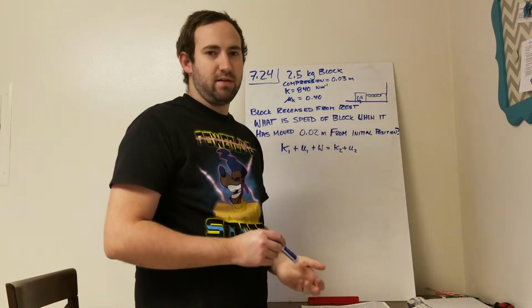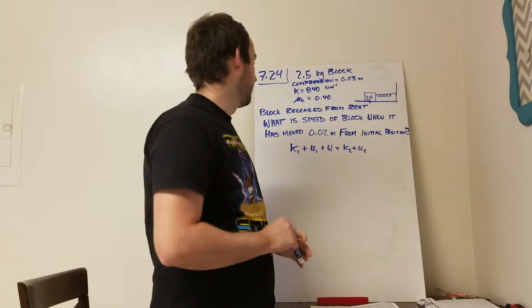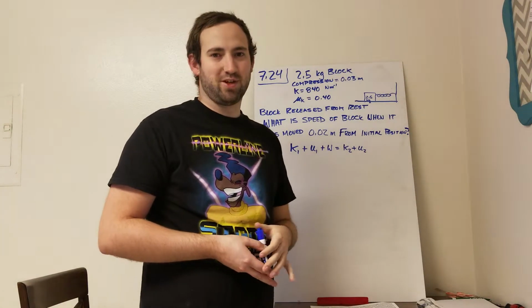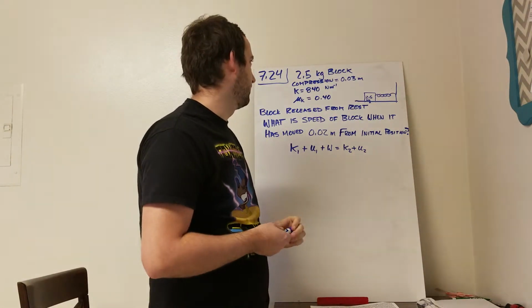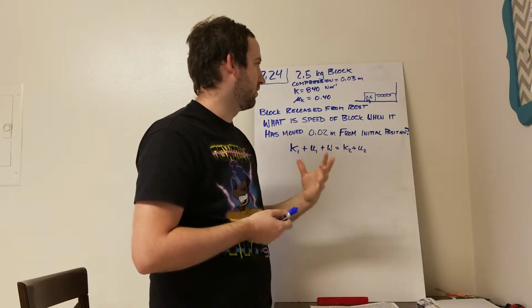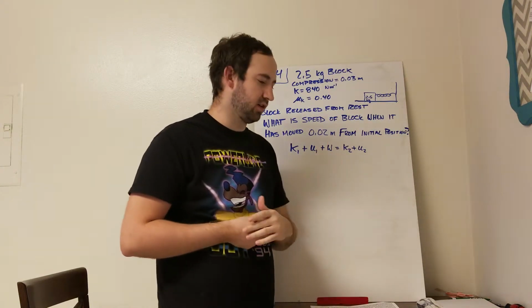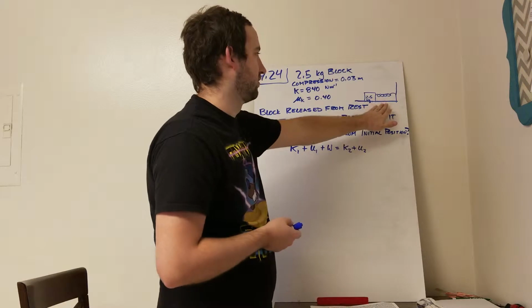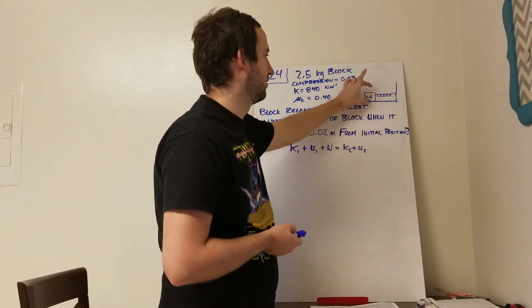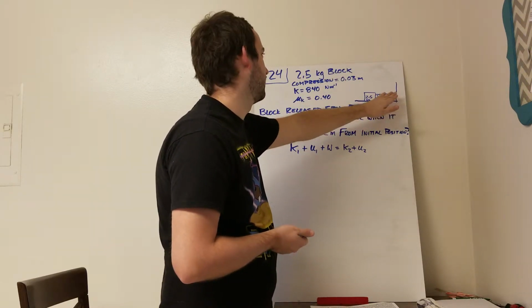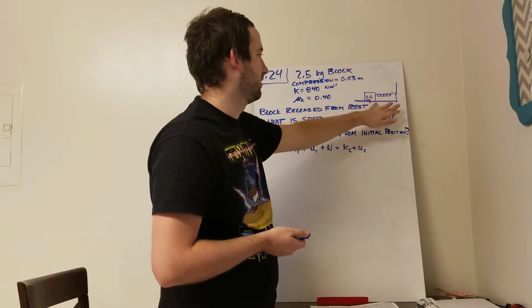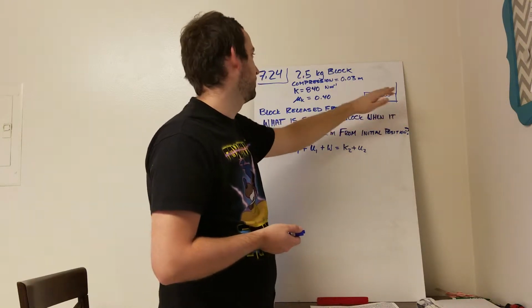Hi everyone, I'm going to be going over question number 24 from the Chapter 7 Bingo problems. Now this problem has to do with a block and a spring along a horizontal surface. I made a little sketch here. We've got our block, we've got a spring. The spring is compressed 0.03 meters.